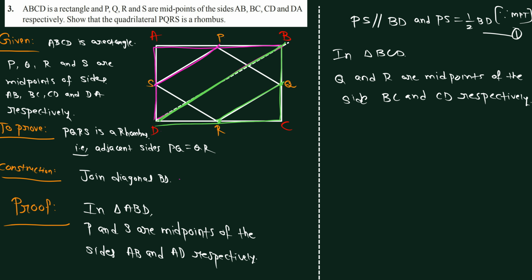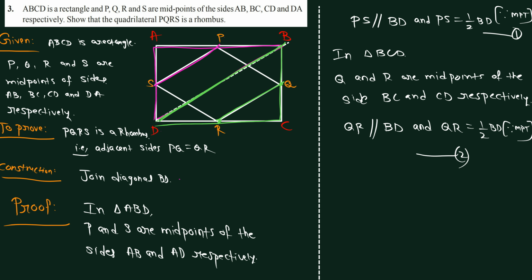Now we can write this: QR is parallel to BD and QR is equal to half of BD. Let us say this is equation 2, and this is from the midpoint theorem.